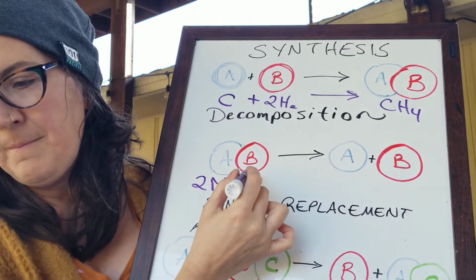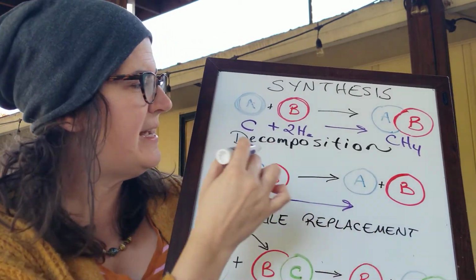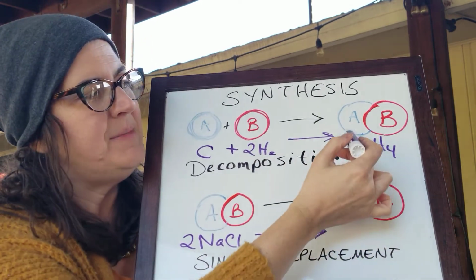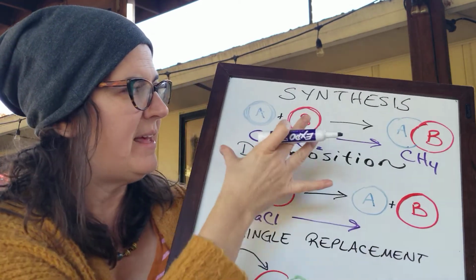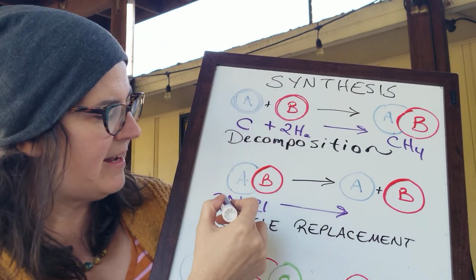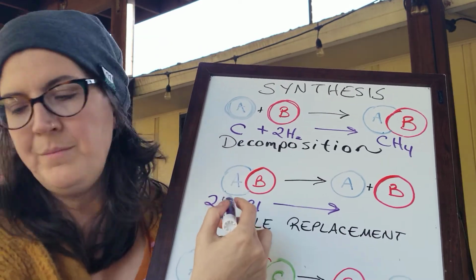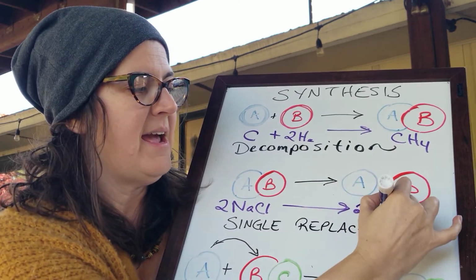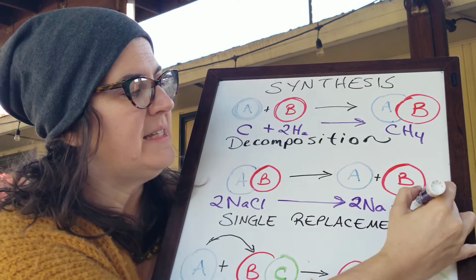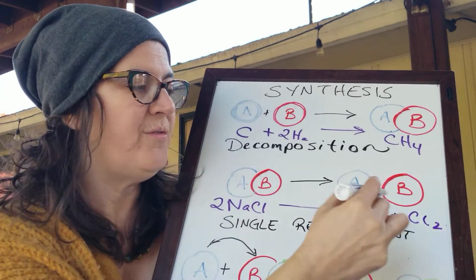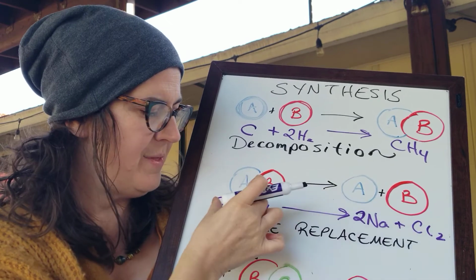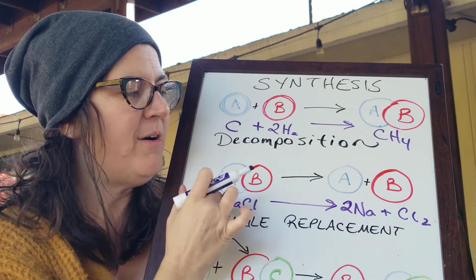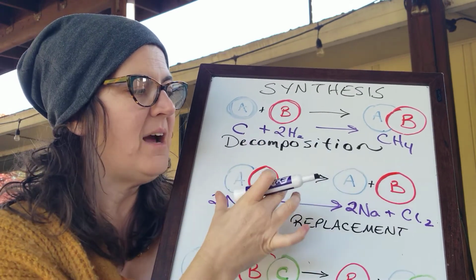2NaCl. Notice, this was one element with one element. It becomes one compound. That's synthesis. And we've got one compound becoming 2Na and Cl2. So if you saw this, you would know that it got broken up into two parts that were all here to begin with, and that's called decomposition.